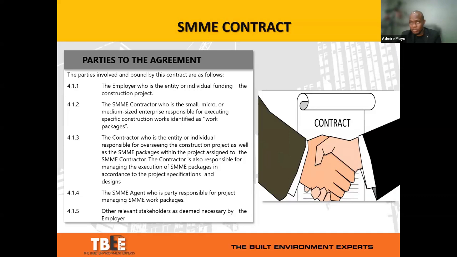So the parties to the agreement in terms of the SMME contract are the employer, who's the entity funding the agreement, and the SMME contractor, who is a small, micro, medium-sized enterprise. Obviously, this encompasses emerging enterprises and QSEs as well in the current definition of what SMMEs are. But we've opted for the language of SMME because that is the common understanding that encompasses EMEs and QSEs from a legal point of view. The other party to the agreement is the contractor as well.